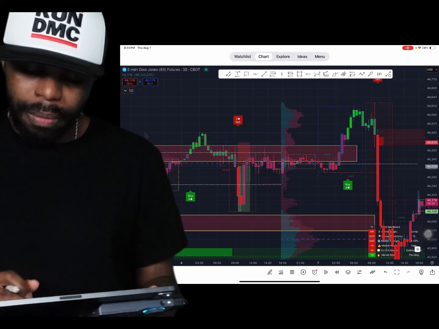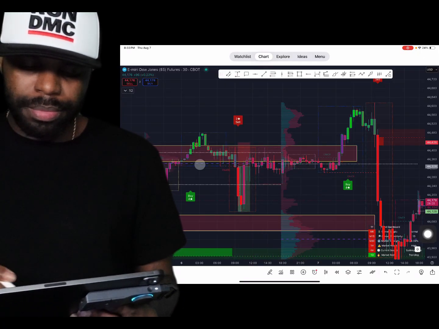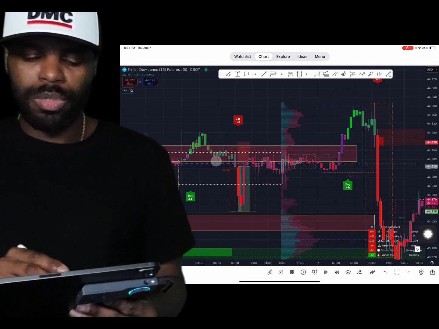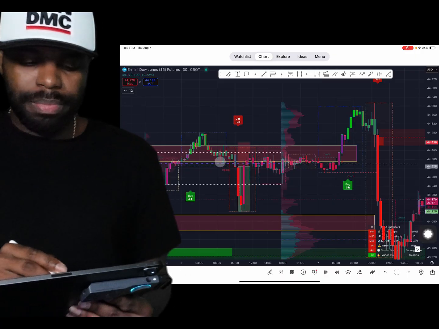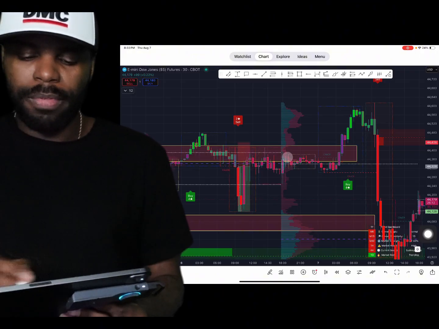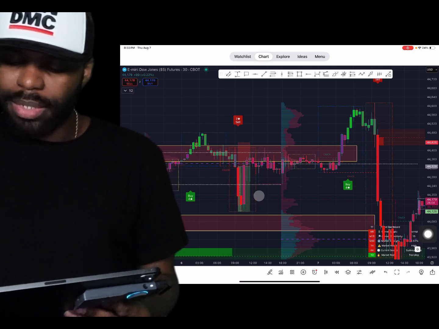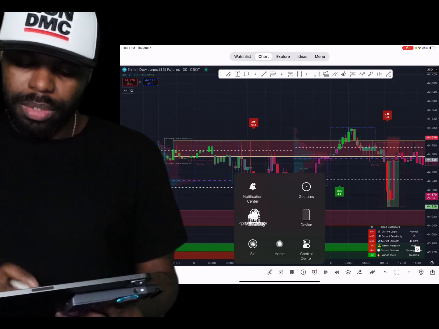In this case, you see this purple line right here. This purple line is the point of control of the session volume profile. This is where a lot of business is being performed. There's a lot of buyers and a lot of sellers off of this point of control. This purple dotted line right here, I don't know if you guys can actually see it. Let me bring it over here and show you what it is.